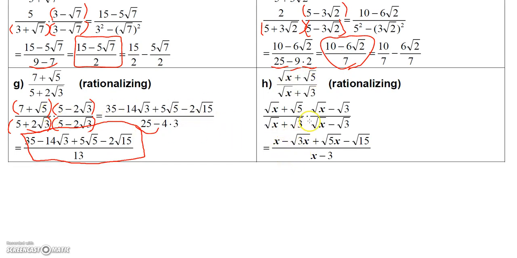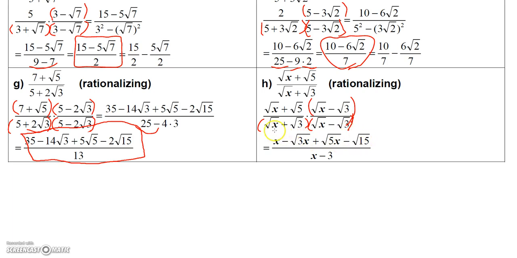To rationalize here, I need to multiply the square root of x plus square root of 3 that's in the denominator by square root of x minus the square root of 3, which is the conjugate of that. Okay, and then on top I also multiply. Now on top again I have to FOIL, so if I take square root of x times square root of x, I just get x. If I take square root of x times minus square root of 3, I get minus square root of 3x. And if I take square root of 5 times square root of x, I get square root of 5x.